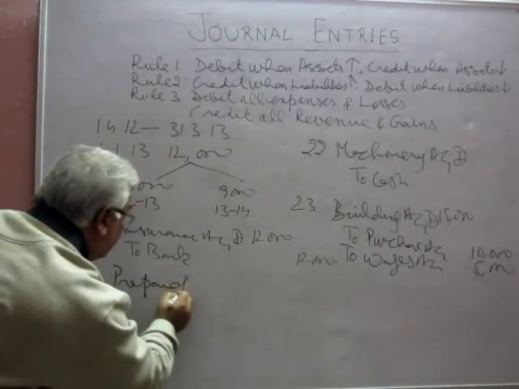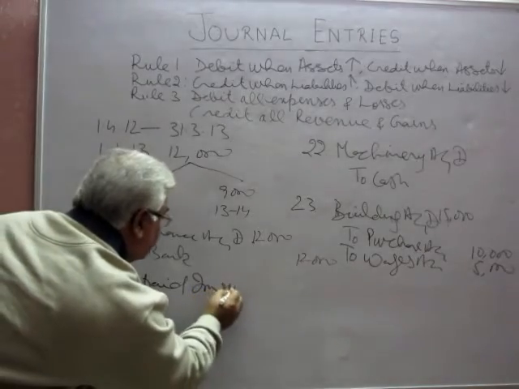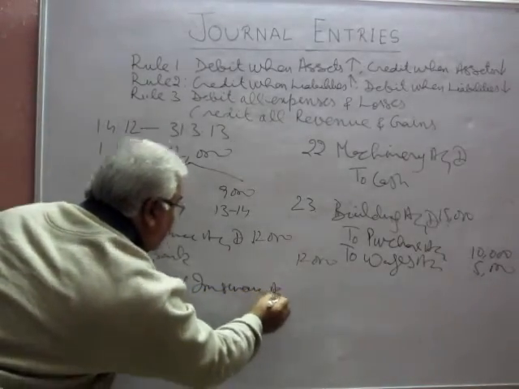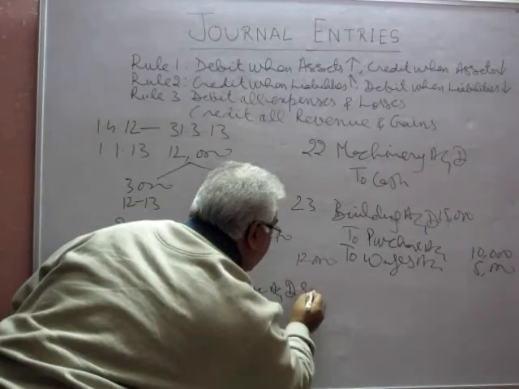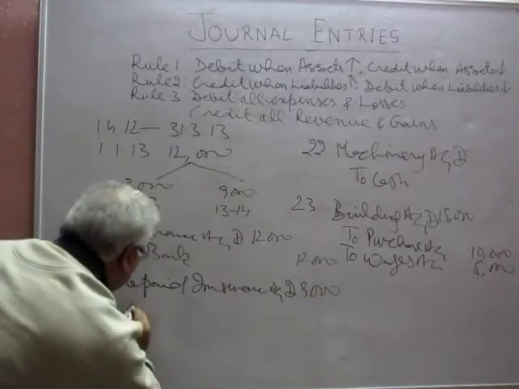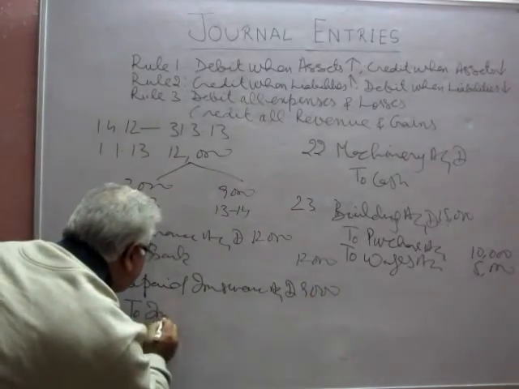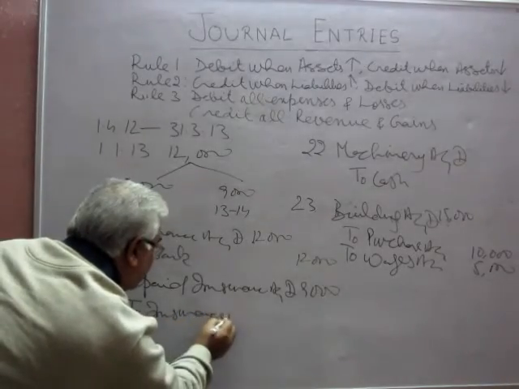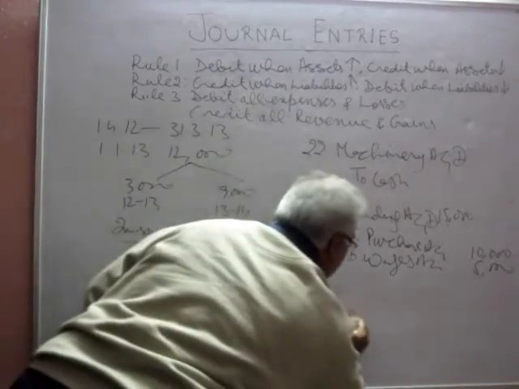prepaid insurance account debited 9,000 to insurance account 9,000.